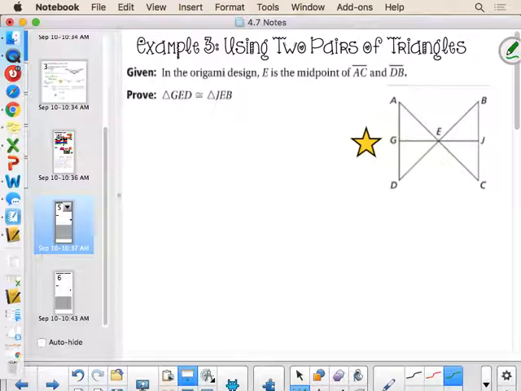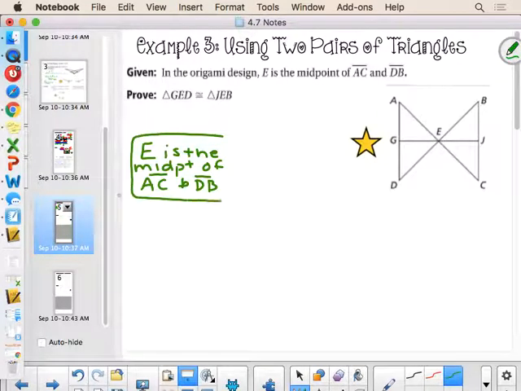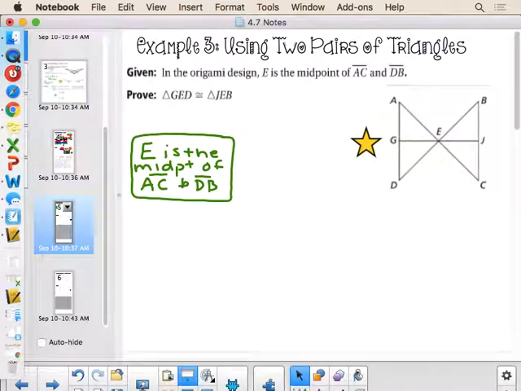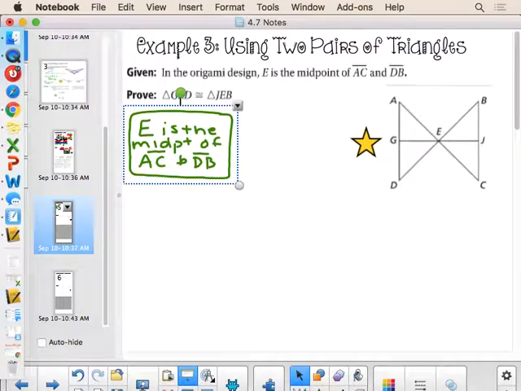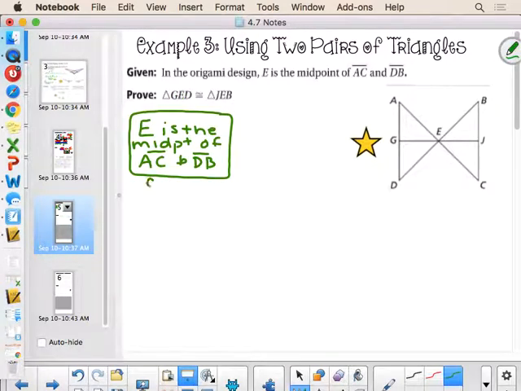All right, so we know E is the midpoint of, I'll write both in one spot, segment AC and segment DB. What's our reason on that one? Given. Okay, I'm going to move this up a little bit. All right. What does that mean?